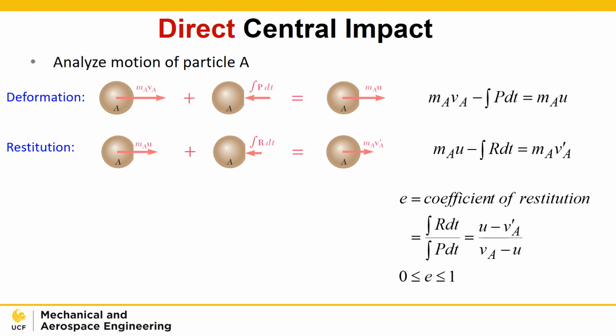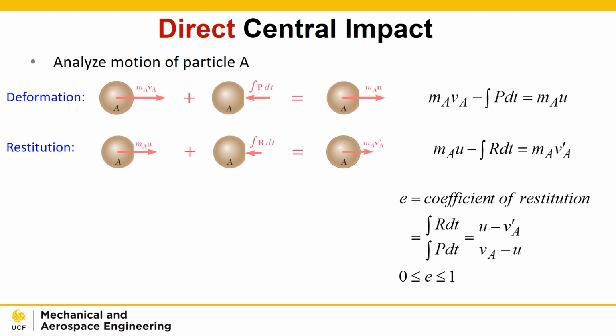The value of the coefficient of restitution E is always between 0 and 1. It depends to a large extent on the two materials involved, and it also varies considerably with the impact velocity and the shape and size of the two colliding bodies.